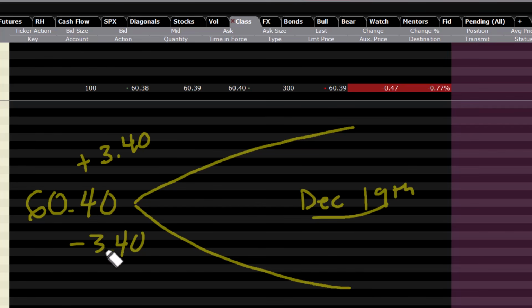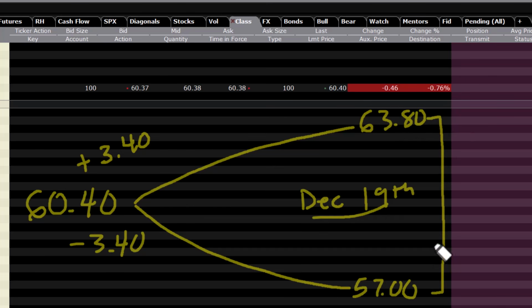Well, 60.40 minus 3.40 is $57 per share. That's the low end of the range. 60.40 plus 3.40, that is 63.80. That's the upper end of the range, and this is a one standard deviation probability cone. 68% probability that we end up inside of that range.